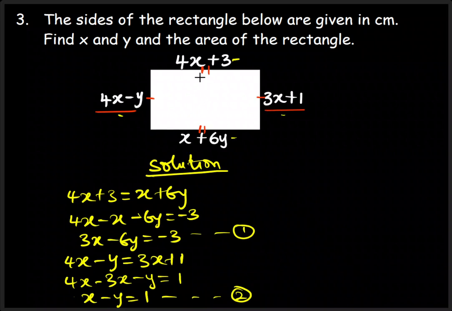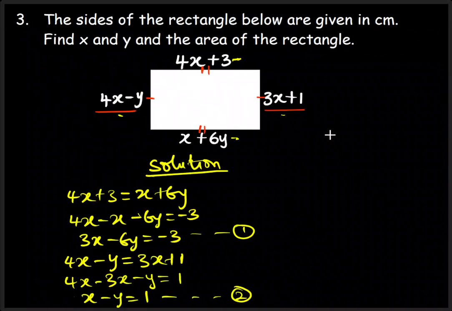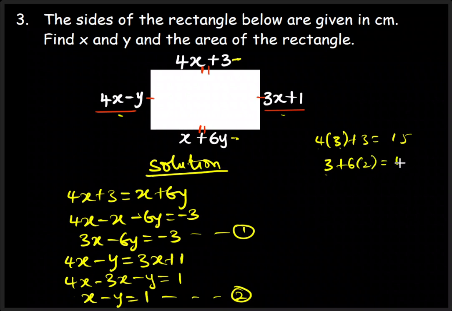So let's pick 4x plus 3. And of course, if you solve it properly and put your values of x and y, the answer you get here should be the same as the answer you get here. Let's do a quick test. My x is 3 and y is 2. If I put x here, 4(3) plus 3 is 12 plus 3, which is 15. Here, 3 plus 6(2) is 3 plus 12, which is still 15. Have you seen that if you do it properly, you must get the same answer?